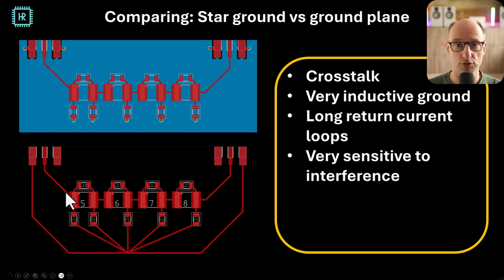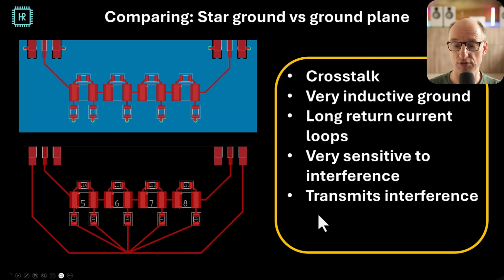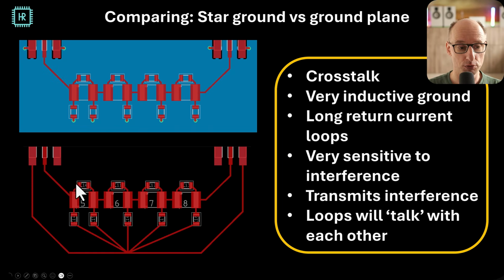Fourth, it's very sensitive to interference. As I've said many times before, if you make a loop, it's a perfect antenna for transmitting and receiving. So you're also transmitting interference right now, which is absolutely not what you want to do. And these loops will talk to each other. If you look at this loop, for instance, and this second loop, these loops are within each other. So they will be like a transformer. So that'll also greatly reduce the performance for radio frequencies.